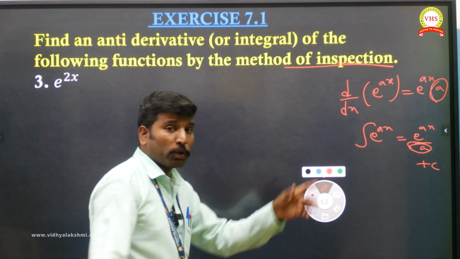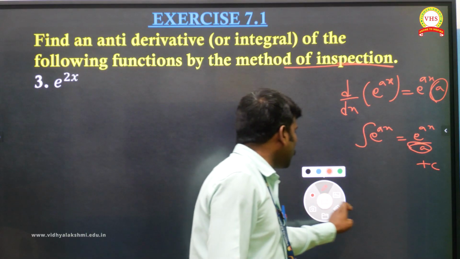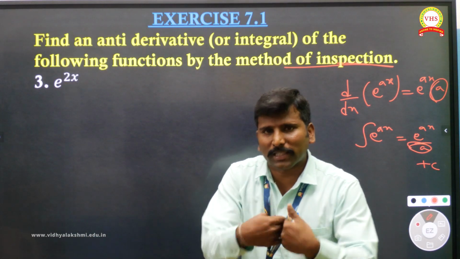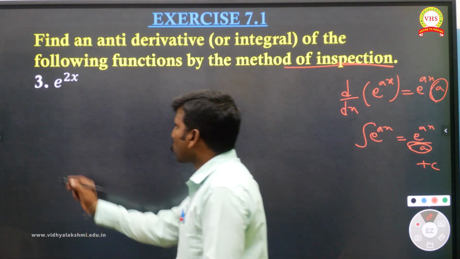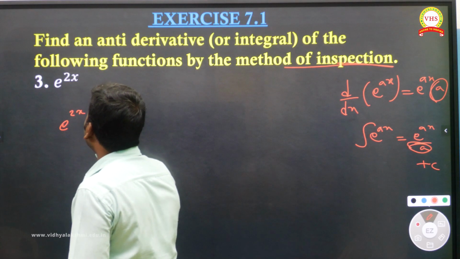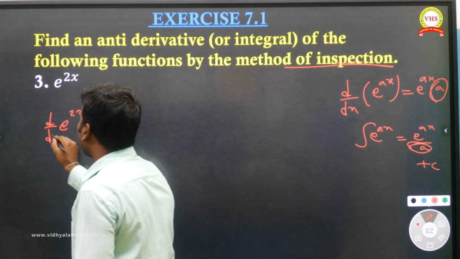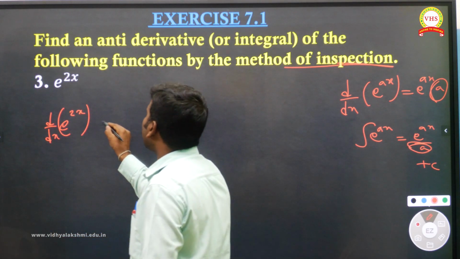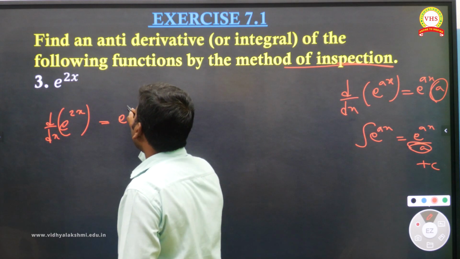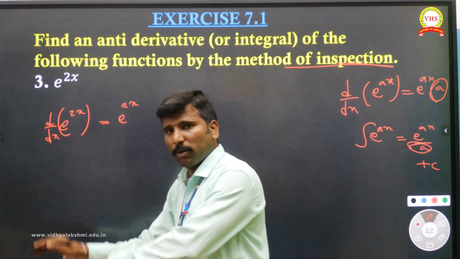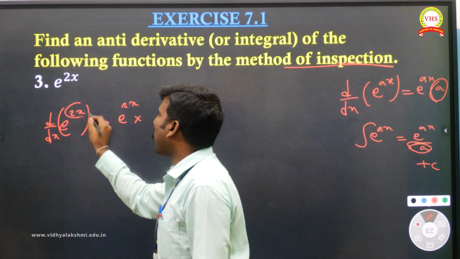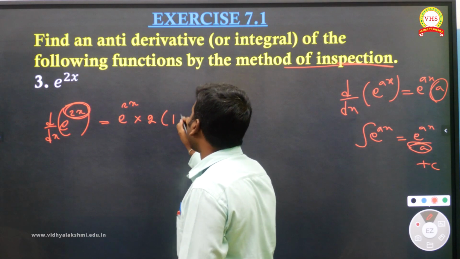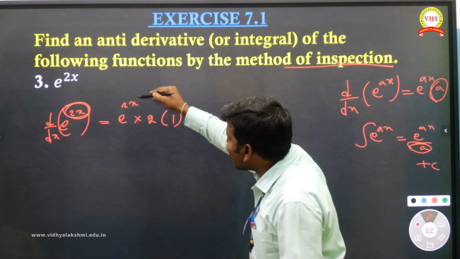Right, fine. But even though the question is coming as it is, which means e power 2x, when you differentiate, what will you be getting? Same e power 2x. Understand? So again I am taking the same question. The derivative of e power 2x is e power 2x, multiplied by the derivative of the power also. The 2x when you differentiate, 2 into x derivative 1.